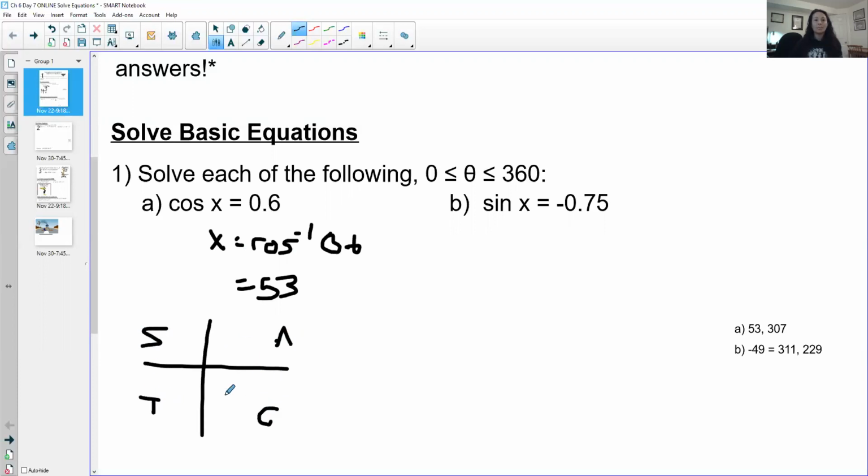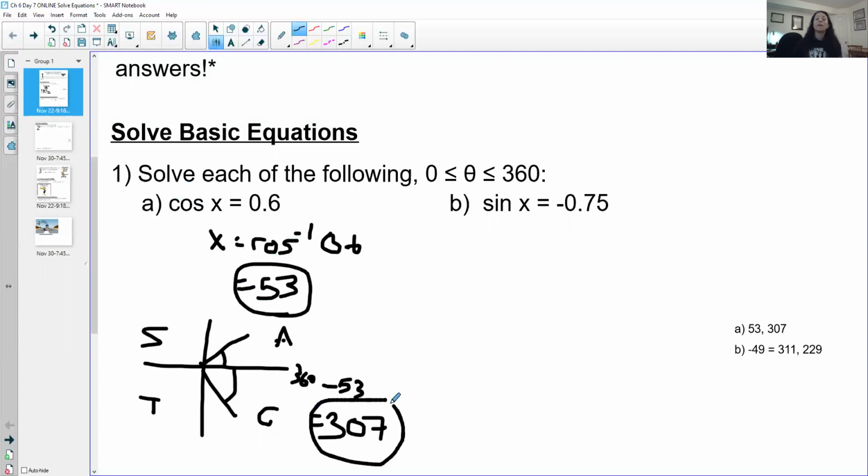This means that cos is positive in the fourth quadrant and in the first quadrant. So if 53 degrees is here, then we also have the angle down at the bottom. To get this one, I would go 360 degrees minus the 53, and that should give us 307. So this equation has two answers. Theta could be 53 degrees, or theta can be 307.